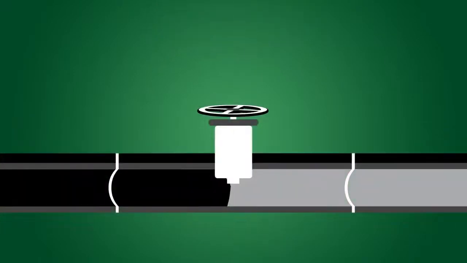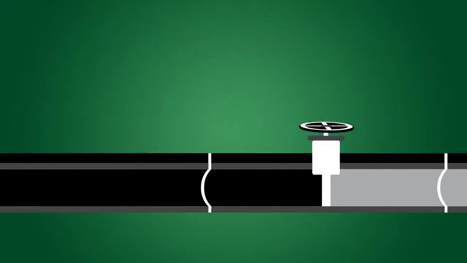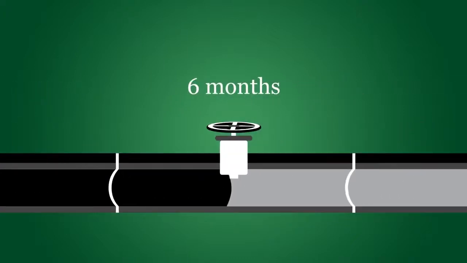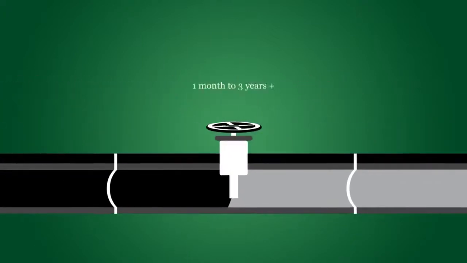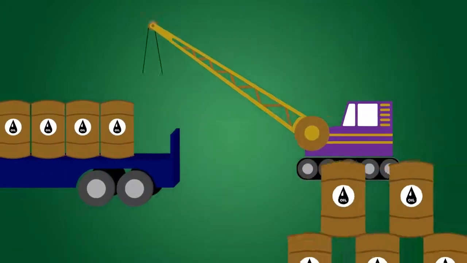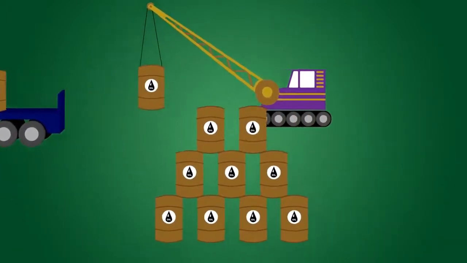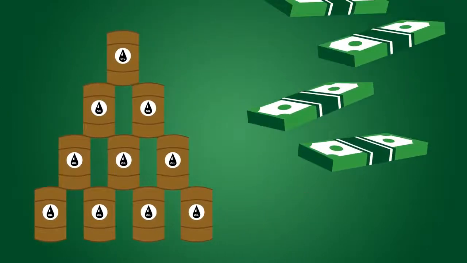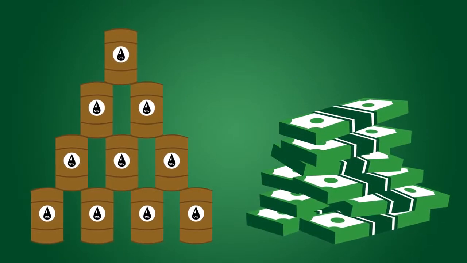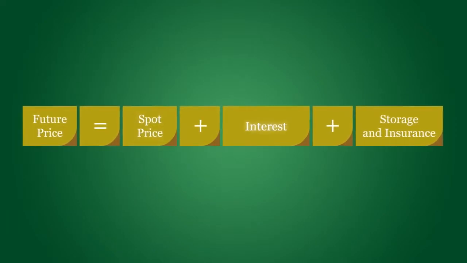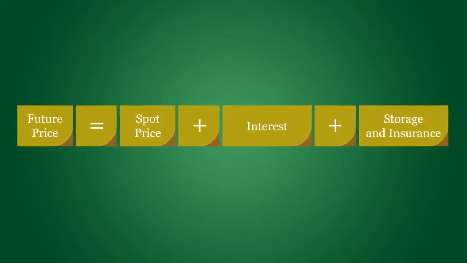An oil futures contract is an agreement to buy a specified amount of oil on a future date at a set price. Contracts vary in duration, with maturities ranging from 1 month to 3 years or more. At expiry, the contract can be settled physically, by delivery of the underlying oil barrels, or financially, based on the value of the contract at expiry. For any given maturity, futures prices are a function of the spot price, prevailing interest rates, and oil storage costs.